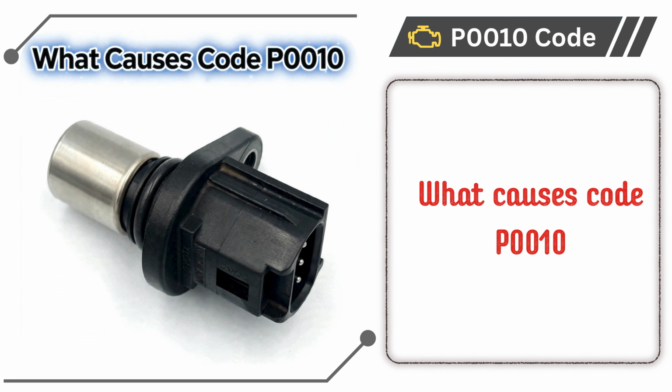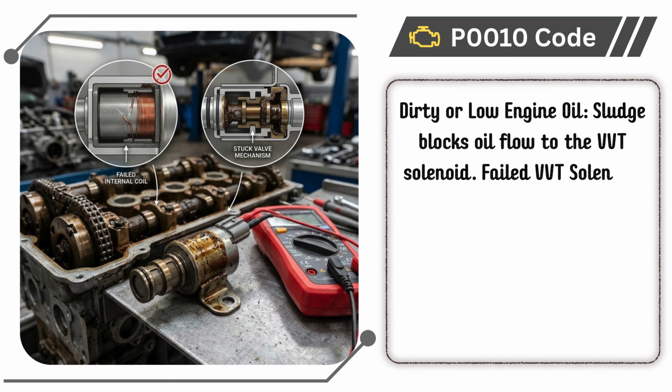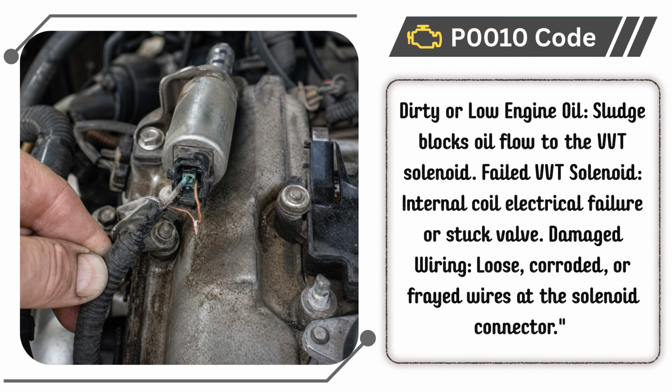What causes code P10? Dirty or low engine oil. Sludge blocks oil flow to the VVT solenoid. Failed VVT solenoid: internal coil electrical failure or stuck valve. Damaged wiring: loose, corroded, or frayed wires at the solenoid connector.